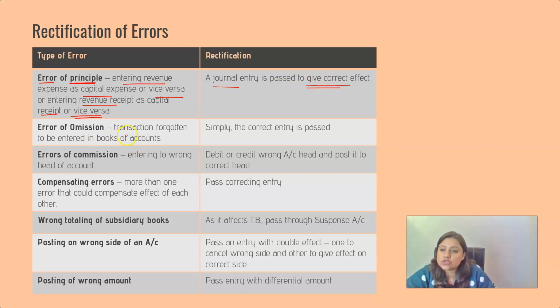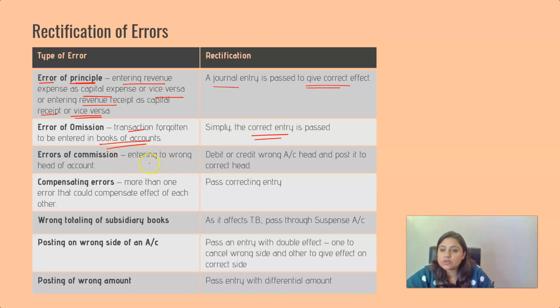Now, error of omission: a transaction forgotten to be entered in the books of account. So how will you rectify this? You have completely forgotten that particular entry and not recorded it in the books of accounts. So how can you rectify this error? By simply entering the correct entry in the books of accounts, and it could be in the journal directly.